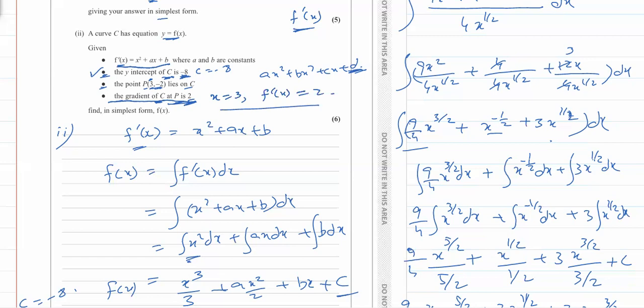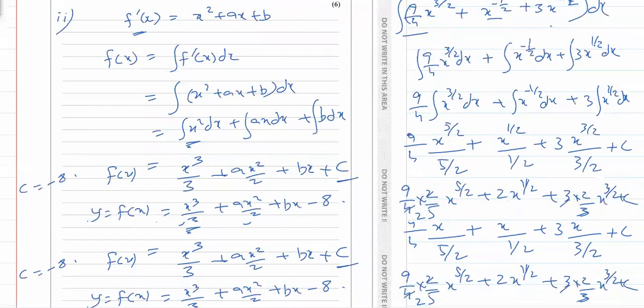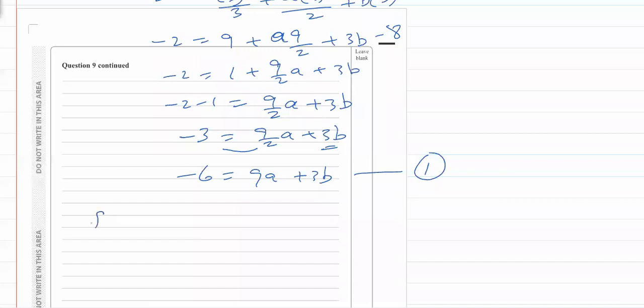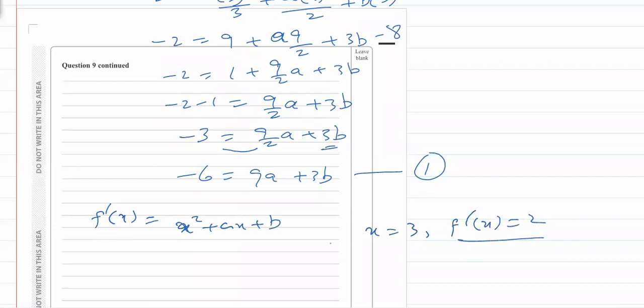f dash x is x square plus ax plus b. This is f dash x. And it's given that when x is equal to 3, f dash x is equal to 2, because the gradient is always found by putting the value of x in the first derivative.